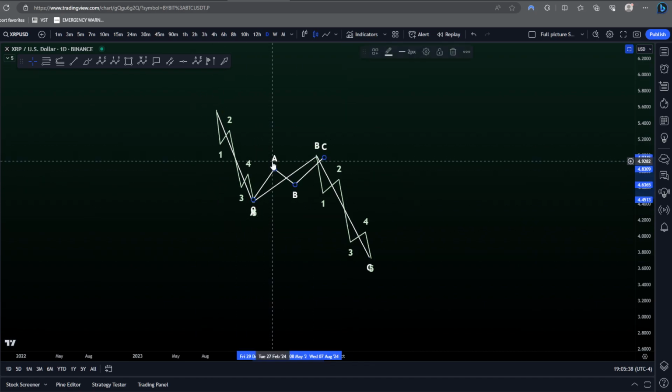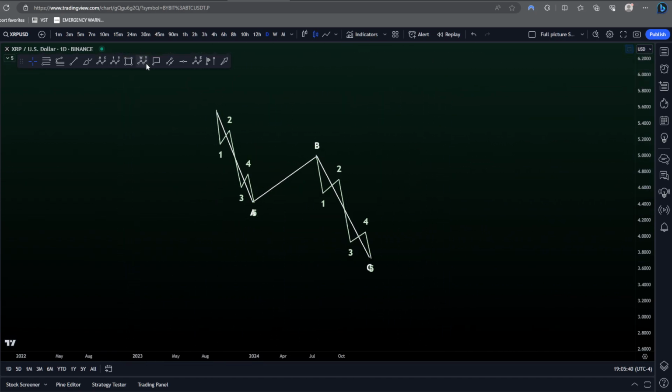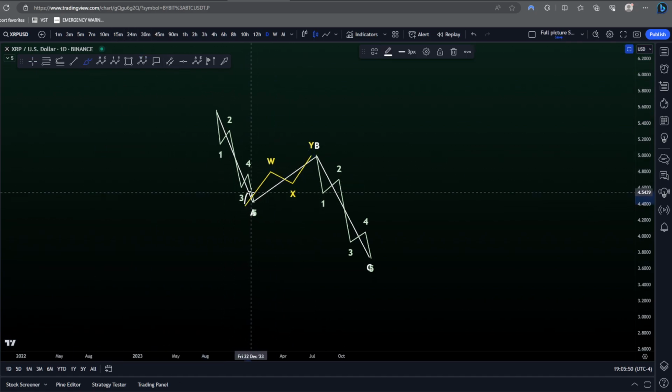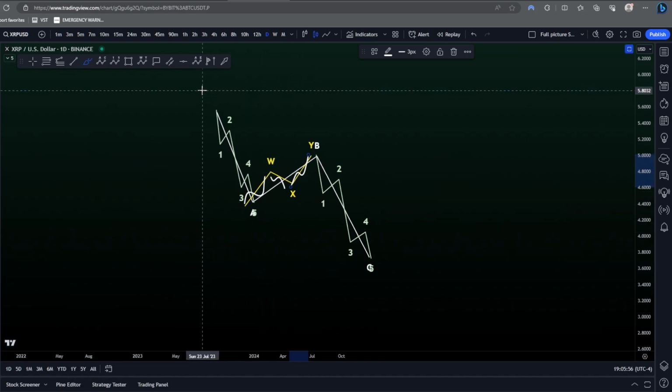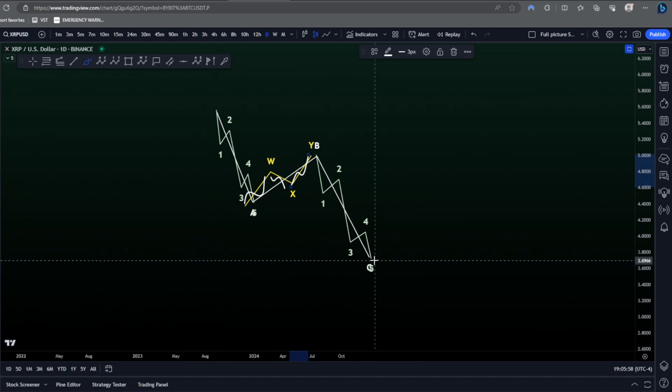Now this correction in the middle might not be an ABC. This correction in the middle might be that WXY that we talked about, right? So you might have a WXY, and this might have a double correction inside of here. Still a corrective structure between two impulses. And that's our correction.